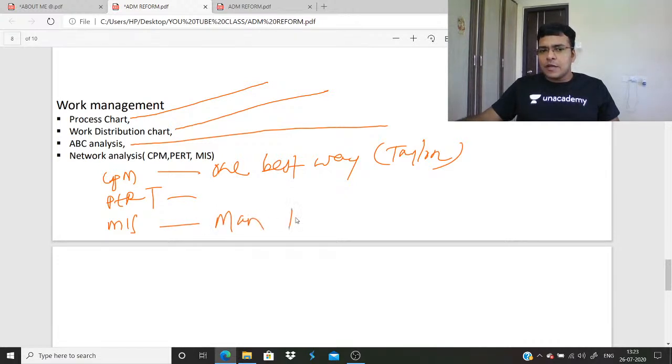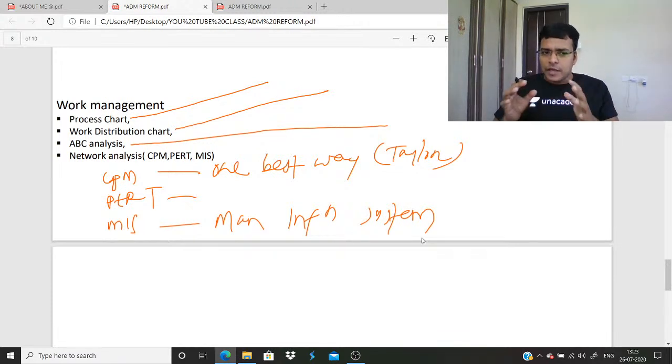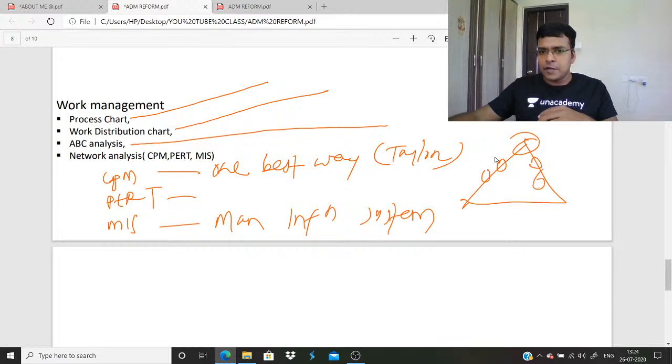MIS is management information system. This is IT. With MIS, a management can filter information. A management can have the required information which will be helpful in dealing with various problems. With the help of MIS, the middle level manager, this is the top manager, this is the middle level manager, can be removed, and the organization hierarchy will be less. The organization becomes flat with MIS and IT. Okay, so this is work management, network analysis, CPM, PERT and MIS.